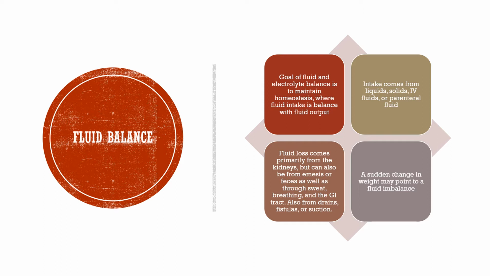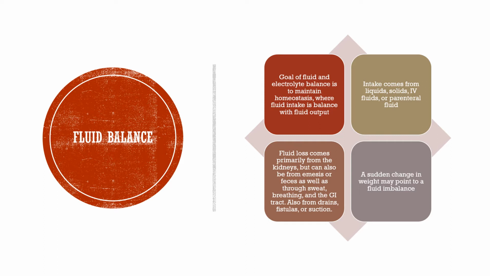Fluid intake primarily comes from fluids, but we can also get water through solid foods, through IV fluids that are given, or through parenteral fluids, which would be like TPN. And we primarily lose it through the kidneys, through urine excretion. But we can also lose it in the form of emesis or feces, as well as some sweat and breathing. When you breathe in and out, a little bit of fluid goes with that. And also through the GI tract.